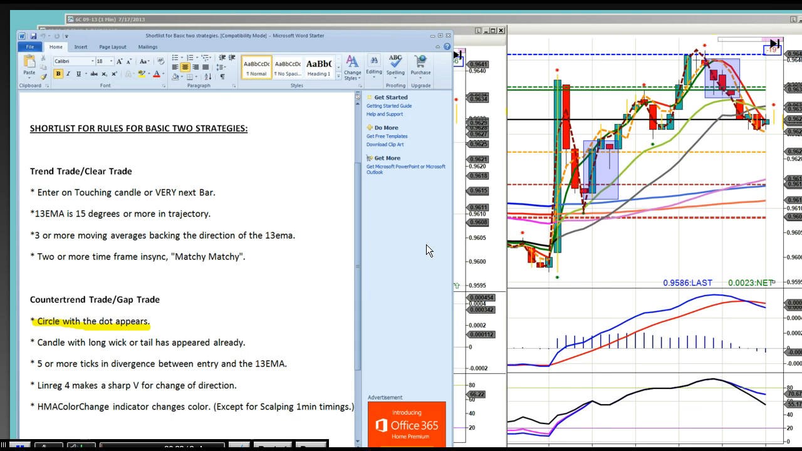So when we're in directions, let's look at the trend trade really quickly because we're already at this point. On the trend trade, you must enter on the touching candle or the very next bar. So this candle is touching, or this bar here, the very latest. If you go beyond that, you could get caught in some whipsaw.